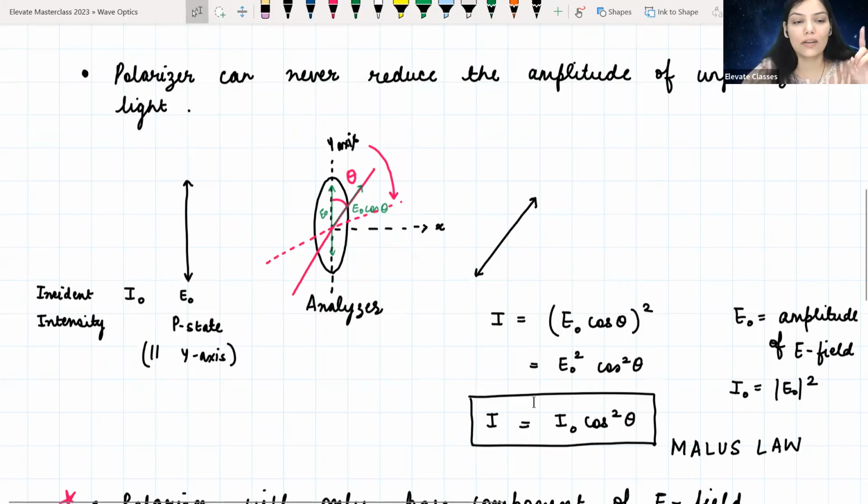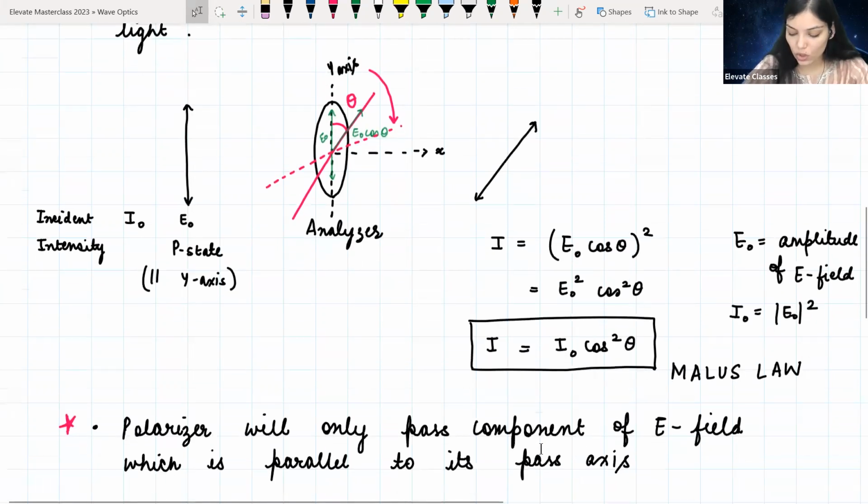Quite often the question states that you have a polarizer and you have an analyzer and you are getting zero intensity outside. Okay. So what that means is, if I look at Malus law, when will I get zero intensity? When cos of theta is equal to 0. That means when theta is equal to 90 degree.